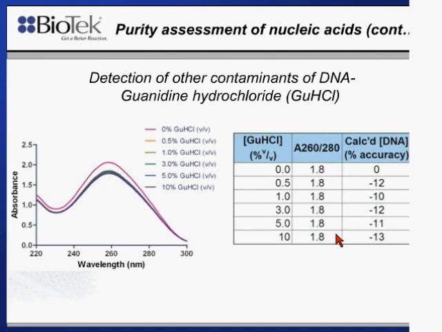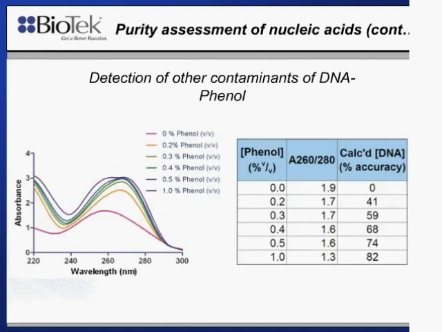Next, if we take a look at another common contaminant that's found, phenol chloroform extraction of DNA is a very common method. Again, if we take a look here, first at the spectral scan of phenol contamination, here we've plotted 0.2% phenol up to 1% phenol contamination, volume again. Now in this instance, we can certainly see visually a shift in the peak absorbance from 260 to approximately 270 or 268.